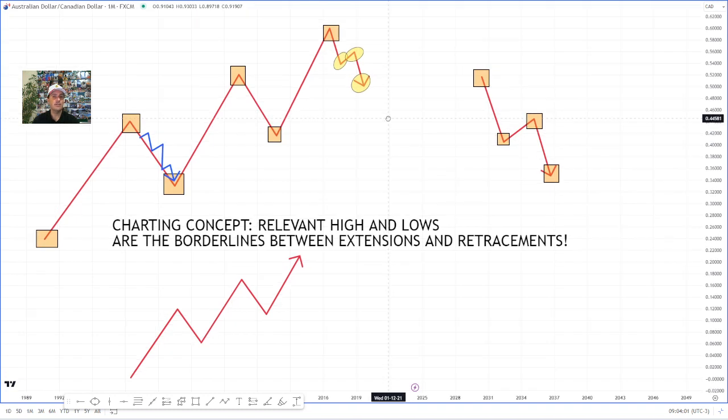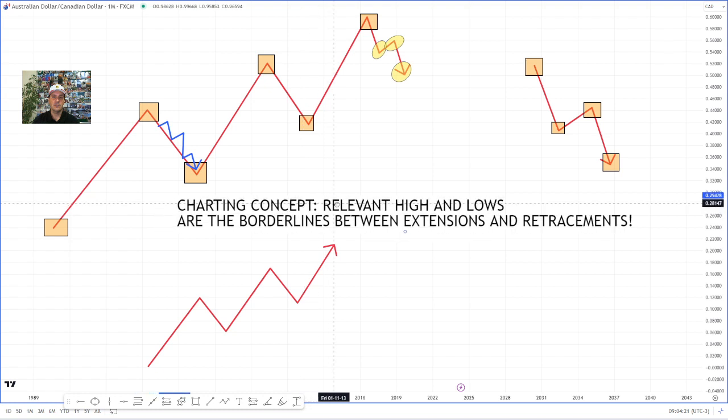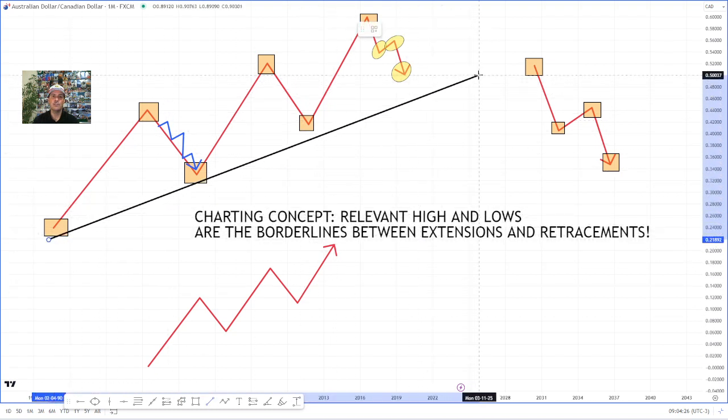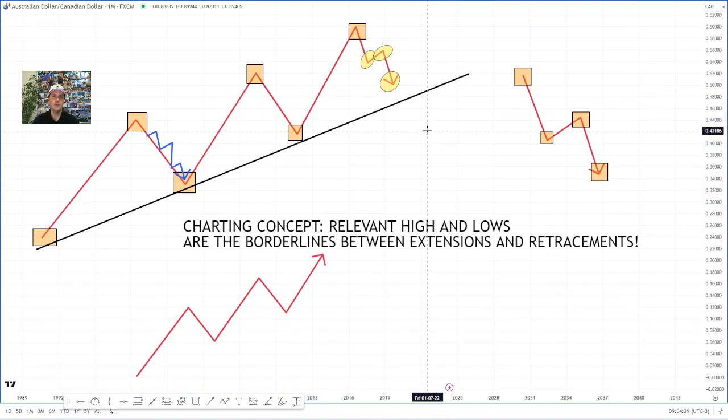Just an example. Okay? So hopefully this is not too difficult to understand. Relevant highs and lows are the borderlines between extensions and retracements. So if we can understand that rectangle, low, high, to low, high, and connecting the dots, you see an uptrend, right? We're going to learn about trend lines, and you have an uptrend line that confirms the trend. Then hopefully we can understand that these lower lows, lower highs, this is not really a downtrend.